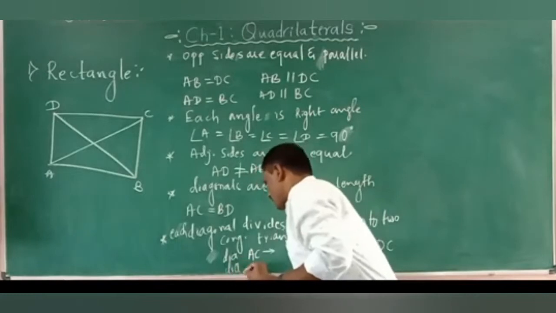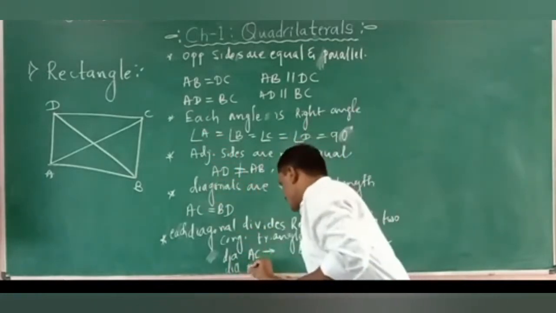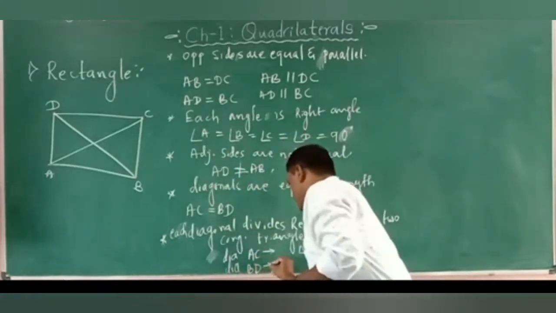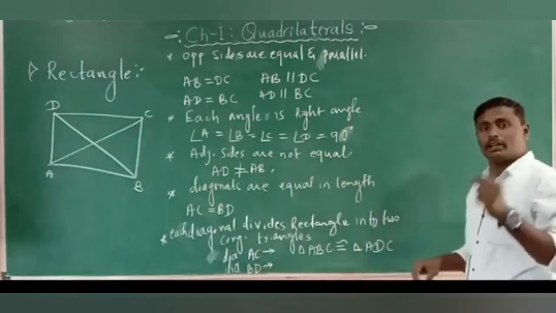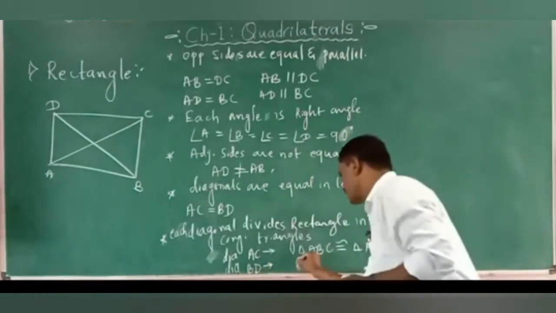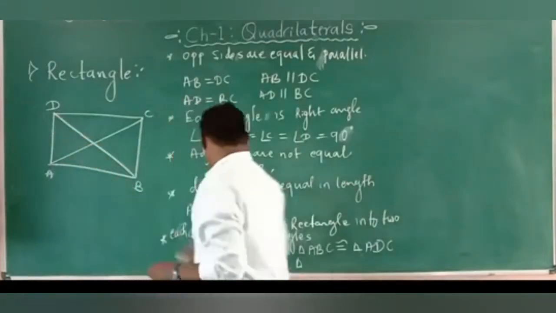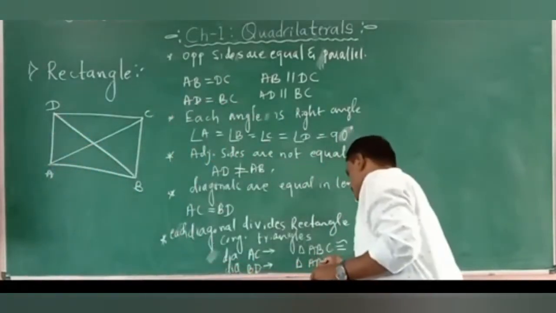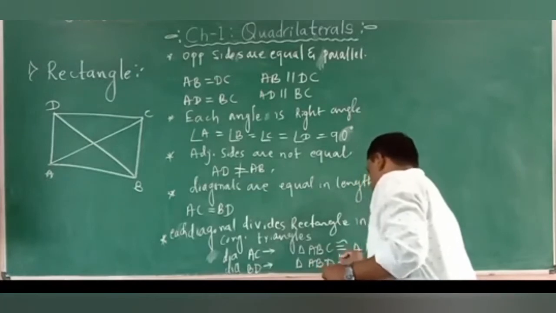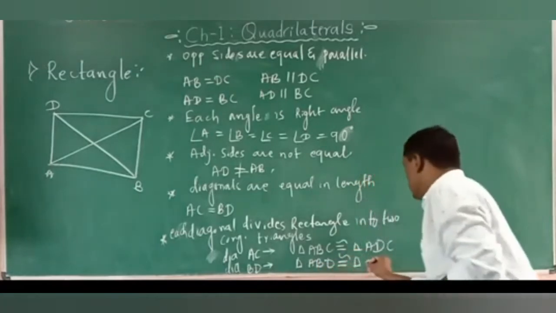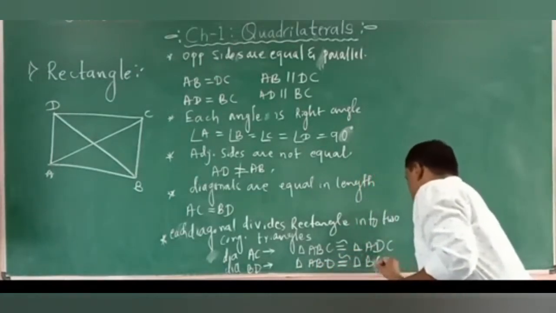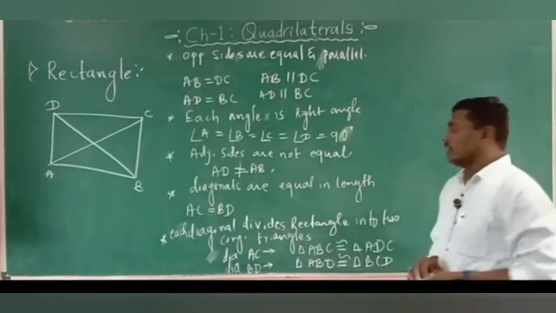Next, take the second diagonal BD. That BD diagonal again divides the rectangle into two congruent triangles, and those two congruent triangles are triangle ABD, which is congruent to triangle BCD. Right? Next one.